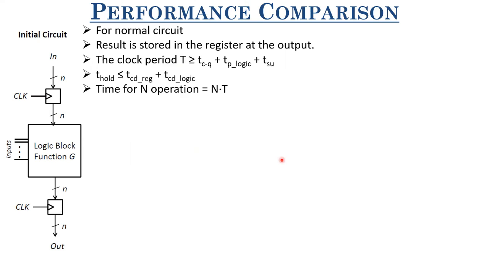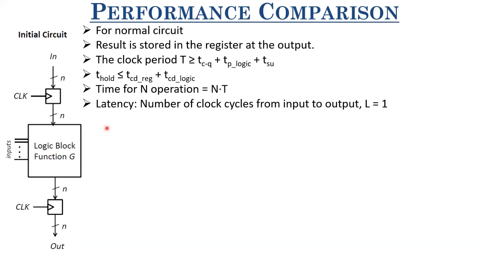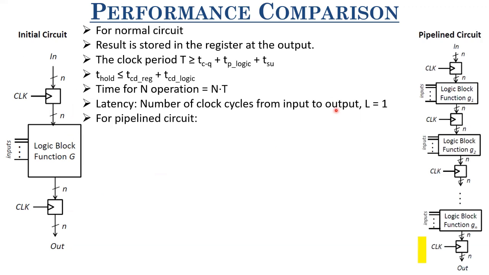Now here we define another metric which is very commonly used nowadays to classify different processors, systems, and circuits, and that is known as latency. So what is latency? Latency is the number of clock cycles it takes for the correct input to reach the correct output, or for generating the correct output once the correct input has reached it. So for a normal circuit, latency is equal to 1 since everything is performed in one clock cycle, right? Now let us look at what happens for a pipeline circuit. For a pipeline circuit, we divide this huge logic block into several small logic blocks.